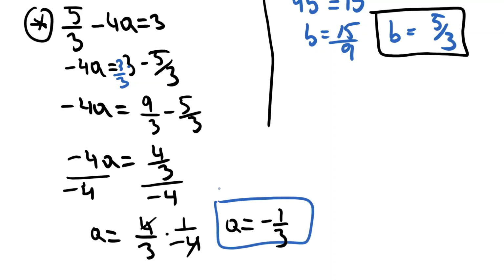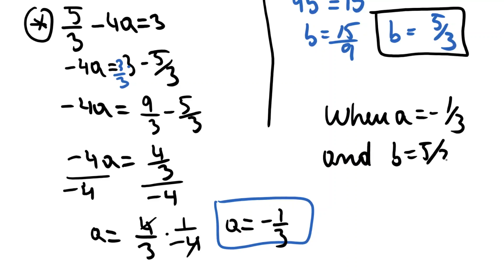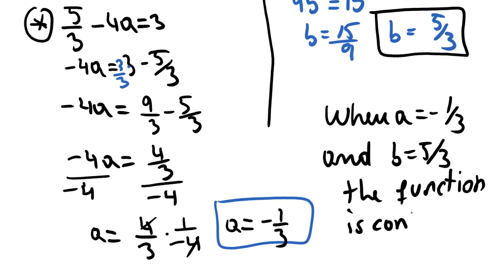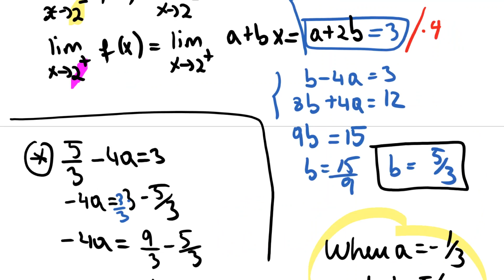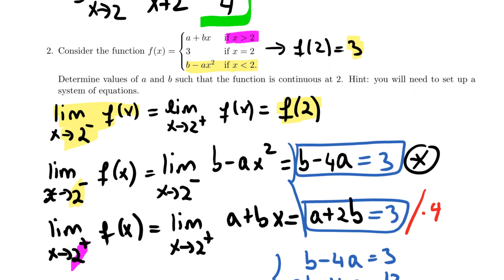Okay, so we have both. So when a equals negative 1/3 and b equals 5/3, the function is continuous at 2. And that's what we needed to find, right? It says determine the values of a and b such that the function is continuous at 2. Alright, I hope that helped.